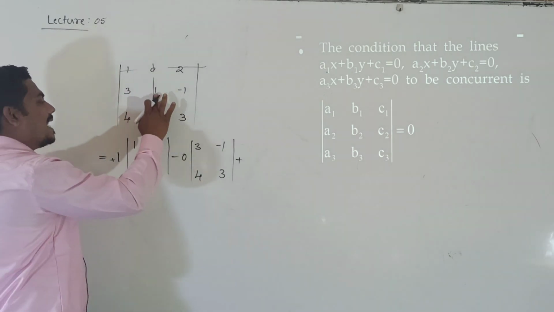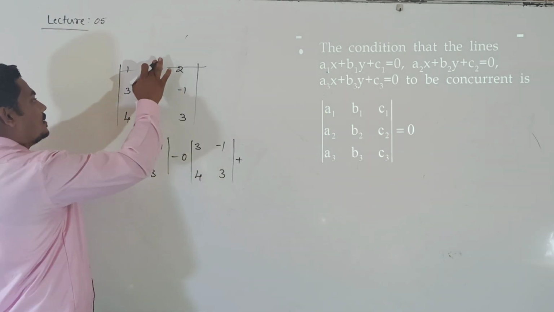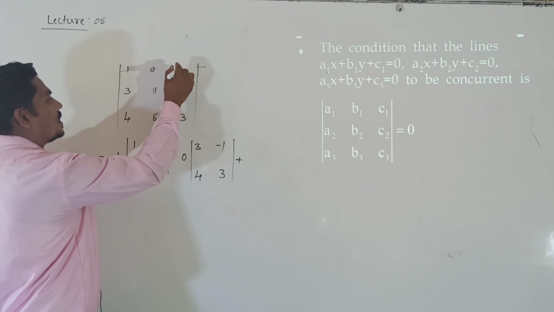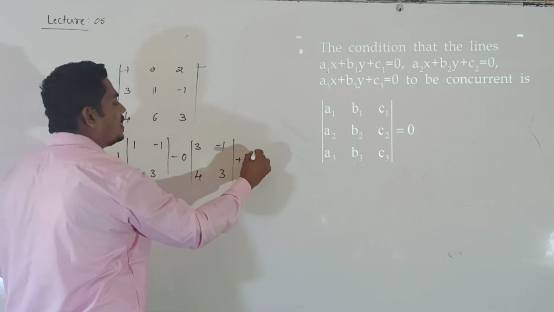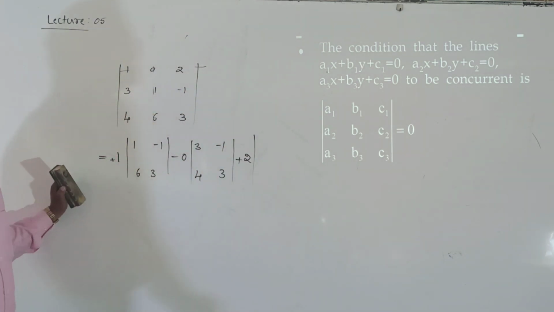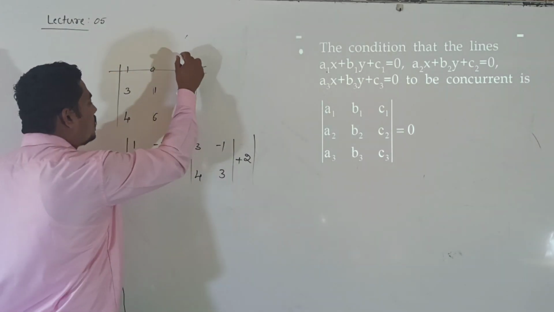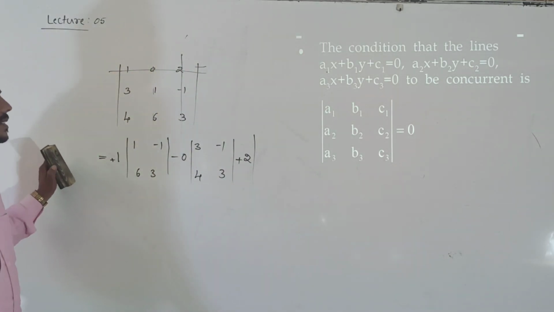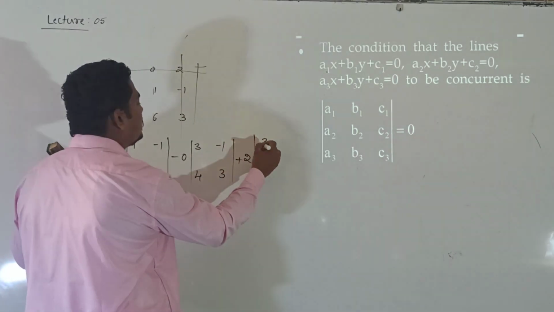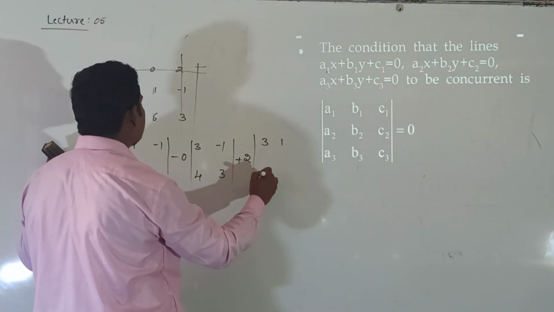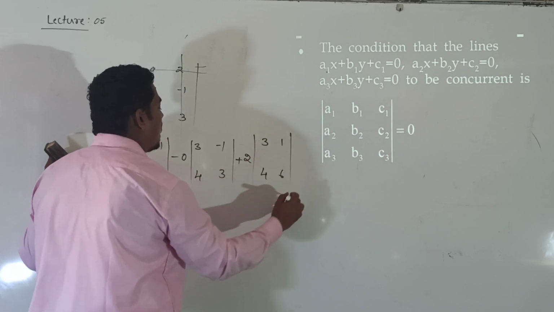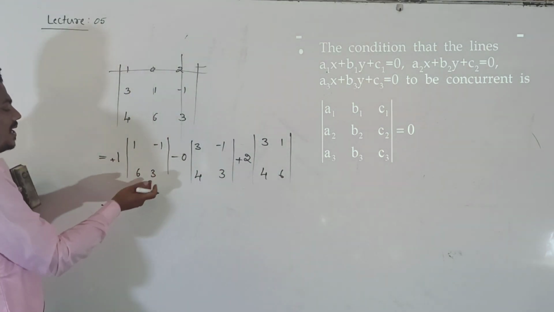Next, go for the next element, 2. What is the position of 2? It is in the second row, third column. Delete the second row and third column. Then the remaining determinant elements are 3, 1, 4, 6. And already you know how to evaluate a 2 by 2.